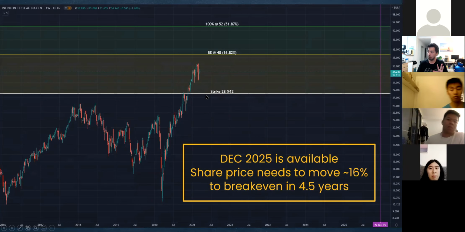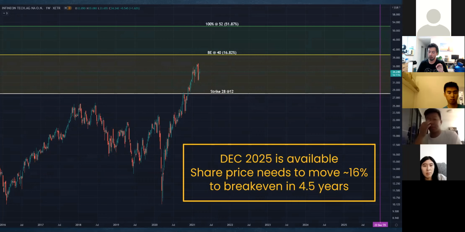So if you look at this, Infineon is listed on the German exchange. They have a December 2025 expiry, right? So here, the share price needs to move roughly 16% to break even in 4.5 years, right? So let's say you buy this position, let's say a call option, you can sit there doing nothing for 4.5 years. Of course, if it does reach 100% profit before that 4.5 years, you can take that profit, all right?